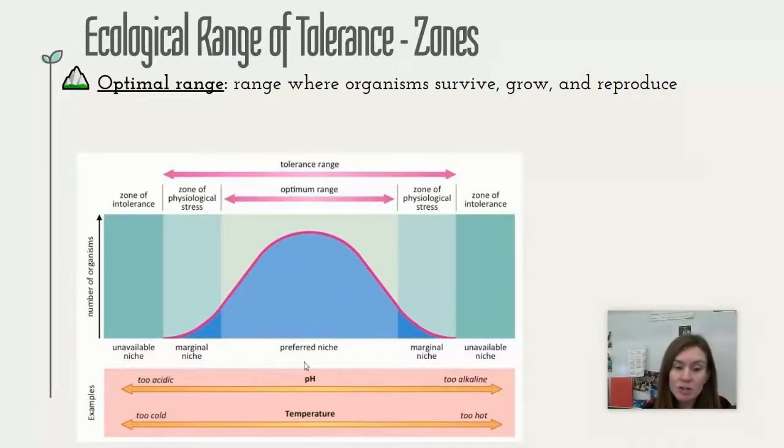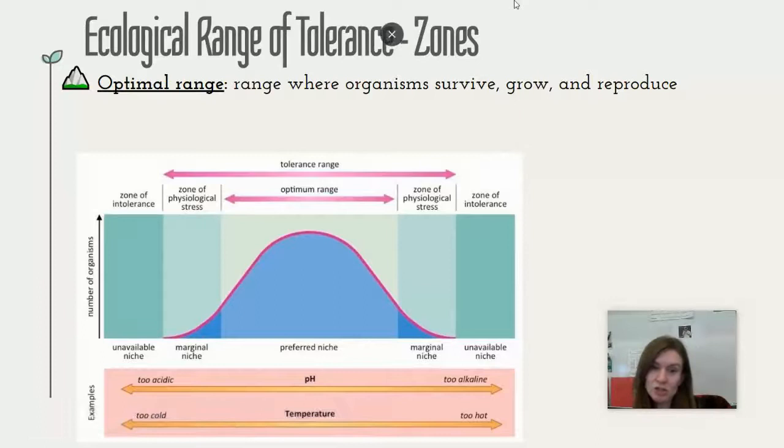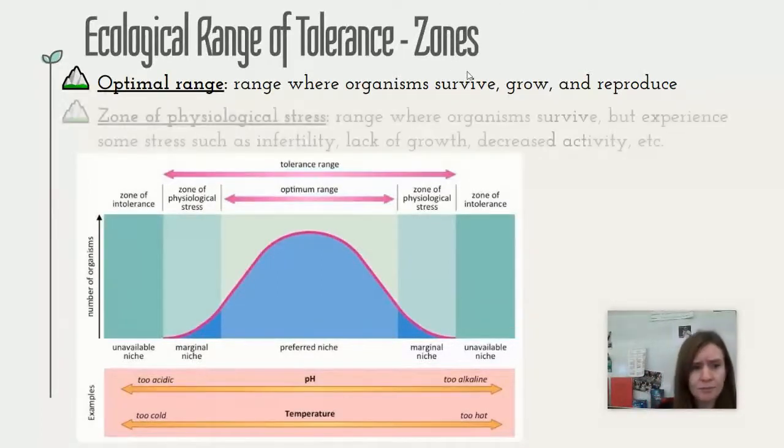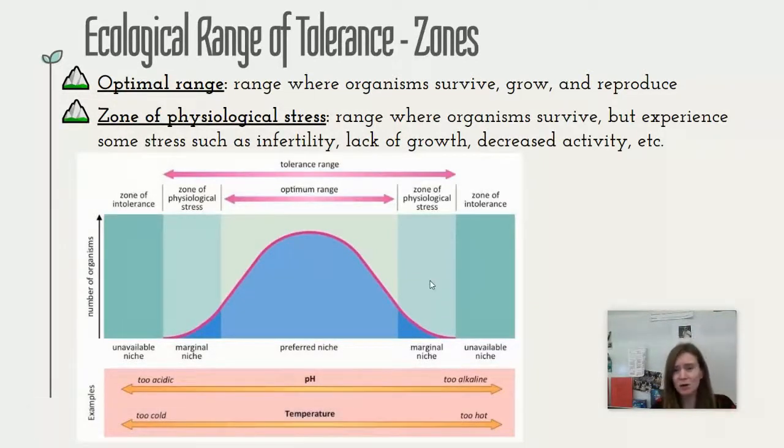So in the preferred niche, when the pH is just right, when the temperature is just right, organisms are growing, they're surviving, they're reproducing, they're making babies, so the population is going to be greater, okay? Then you've got the zone of physiological stress. That's kind of what we're living in right now with COVID-19. We're alive, but are we thriving? I don't know. Some people are, some might not be.